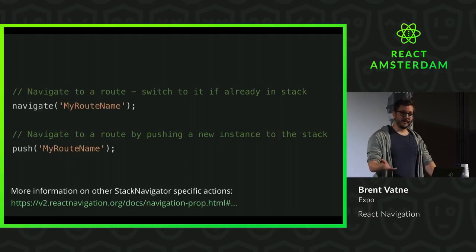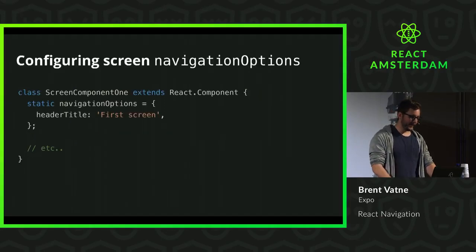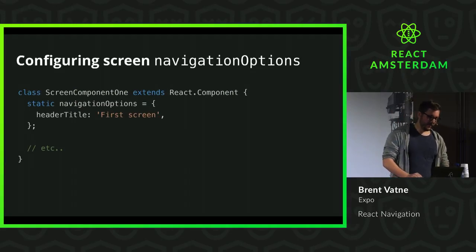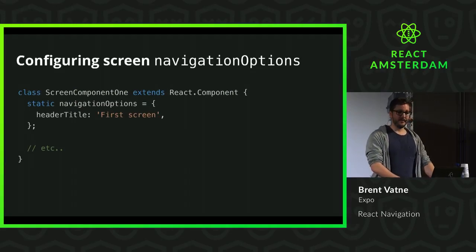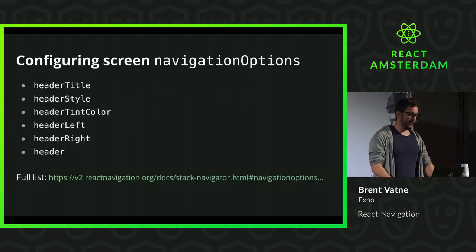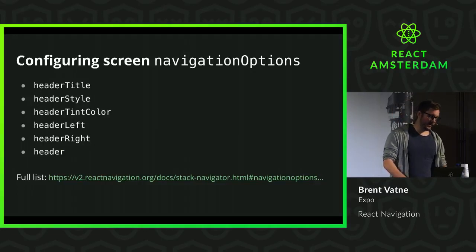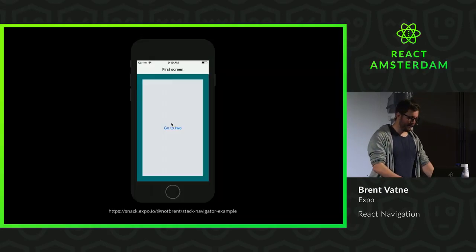Navigate to a route, switch to it if it already exists. And push navigates to a route, but always by pushing it on top of the stack. So when we want to do things like configure different aspects of the navigator from within the screens, we can use this thing called navigation options. Here we're just changing the header title, but there are a bunch of other things that you can configure, and this really all depends on what navigator you're using. And you can even go and replace, in this case, the entire header with your own React component.